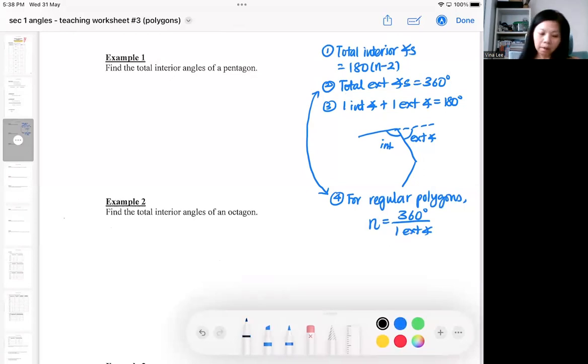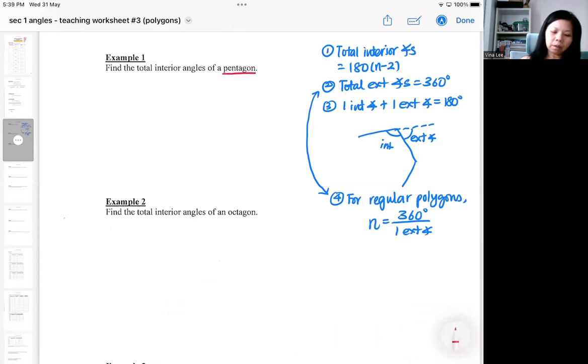Okay, let's look at all the examples. Examples 1 and 2 are very easy. Example 1: find the total interior angles of a pentagon. In case you are wondering, do I need to memorize the number of sides? For the basic ones, yes, you do. You need to know that n equals 5.